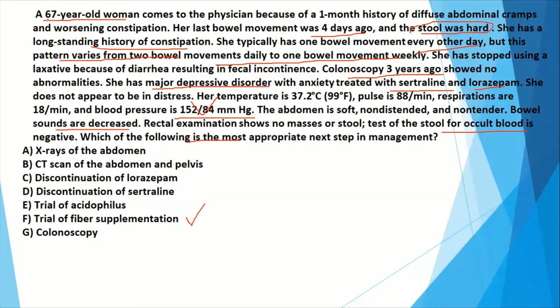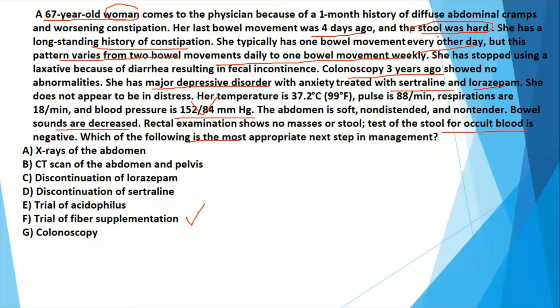So I have highlighted that this is a 67-year-old woman. So here the diagnosis is irritable bowel syndrome, IBS. Why it is IBS, I'm going to explain. So this is a woman. IBS is more common in women as compared to the male population. I'm not saying that males cannot have IBS, but IBS is more common in the female gender rather than in the male gender. And then she is having abdominal pain.